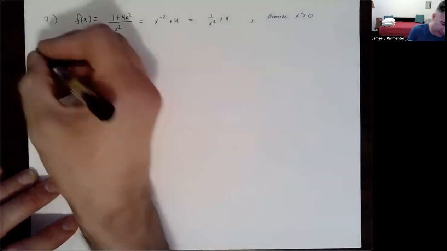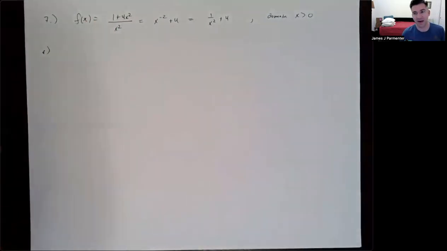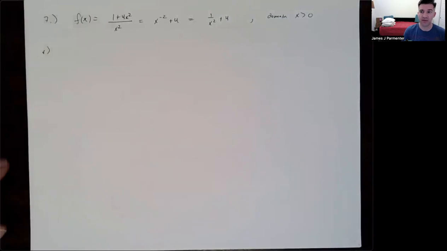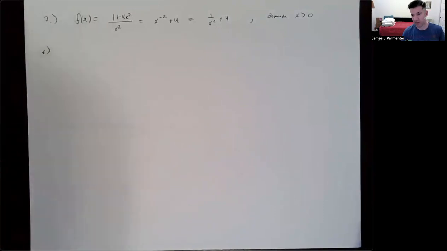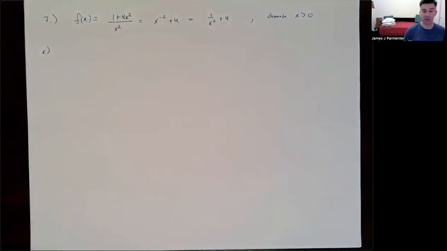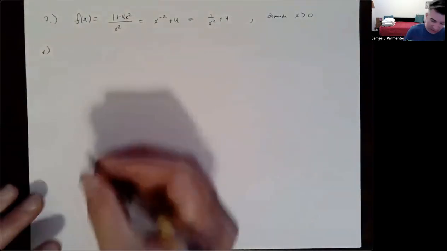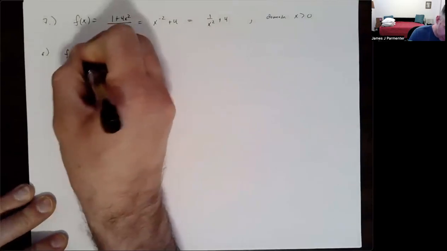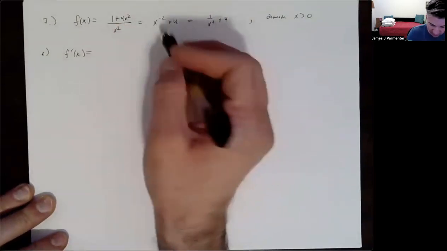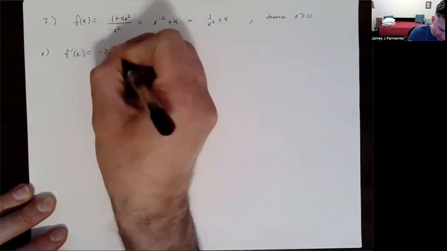So part A says, identify the monotonicity and concavity properties of the function, compute the relevant limits, and sketch the graph of f. Okay, so to me, that feels like it's missing a few things, but all right. So first, monotonicity just means where is it increasing, where is it decreasing? So take the derivative. I would use this version of it, take the derivative and write it as negative 2x to the negative third.